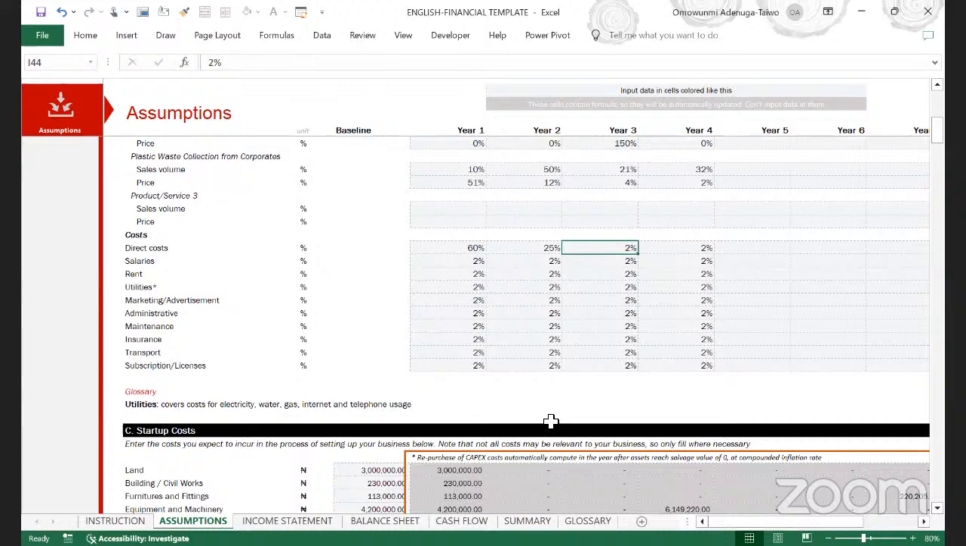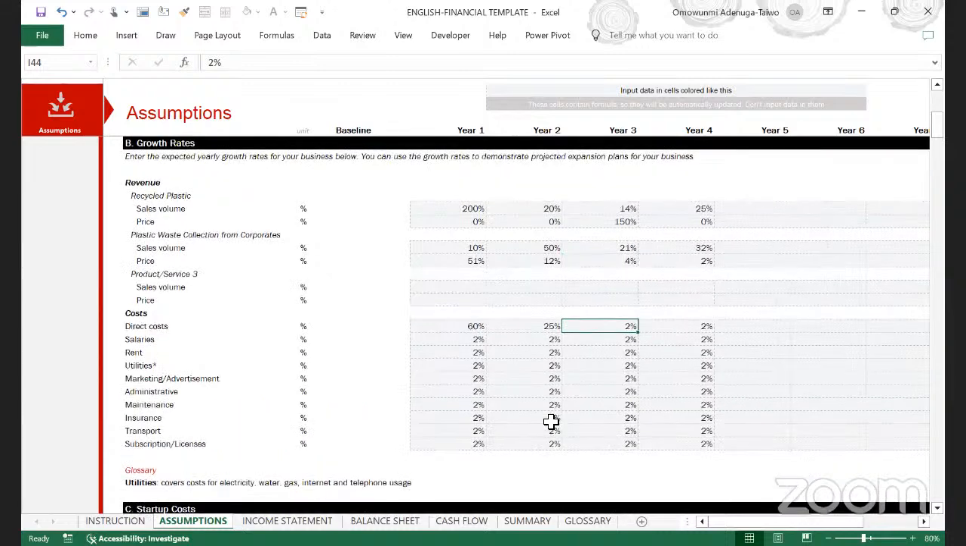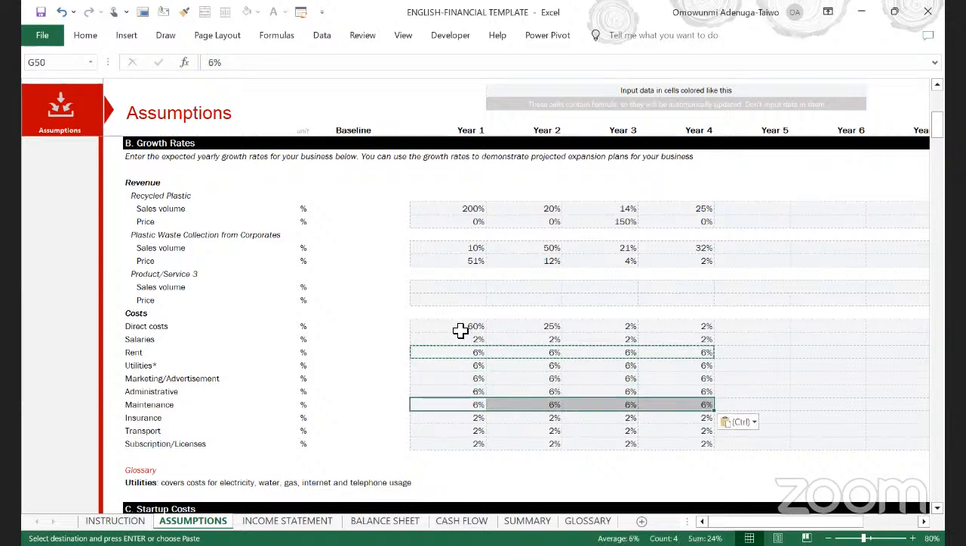For some of the costs, the most realistic growth rate is your inflation. So let's say inflation in your country is 6%. Inflation would impact most of the applicable business costs, so you can just put 6% for all of them so that you are able to progress beyond this section. So that's it on growth rates.